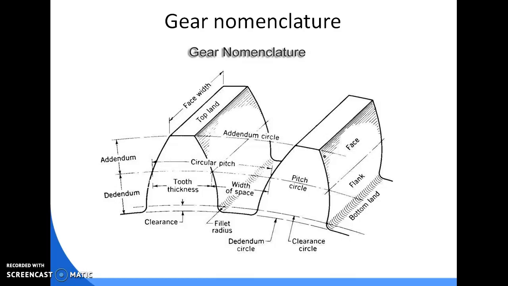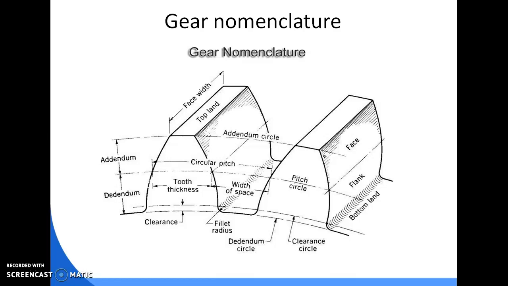Means this circular radius, the small radius that we can see here at the bottom of the tooth profile, is known as fillet radius or tooth fillet. Then pitch circle. The distance measured along the pitch circle from a point on one tooth to the corresponding point on an adjacent tooth is called circular pitch, that is PC. PC is equal to pi D by T, where D is pitch diameter and T is number of teeth.